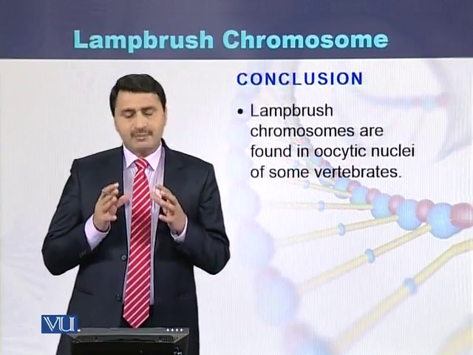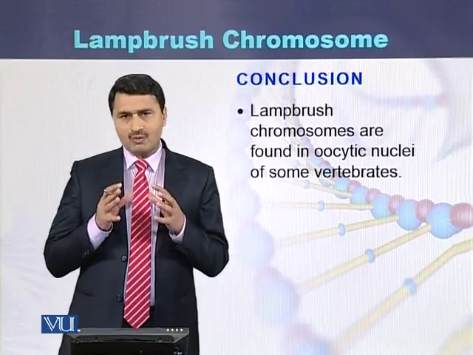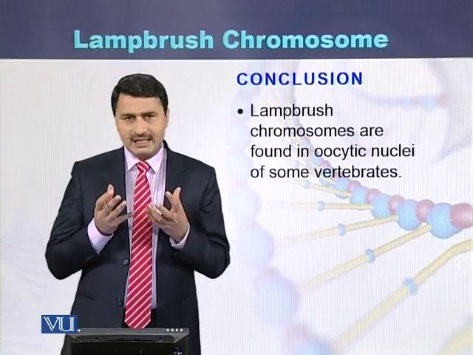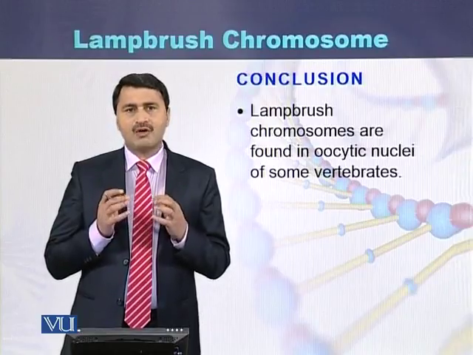Conclusion: lamp brush chromosomes are found in the oocytic nuclei of many vertebrates as well as in some of the plants.